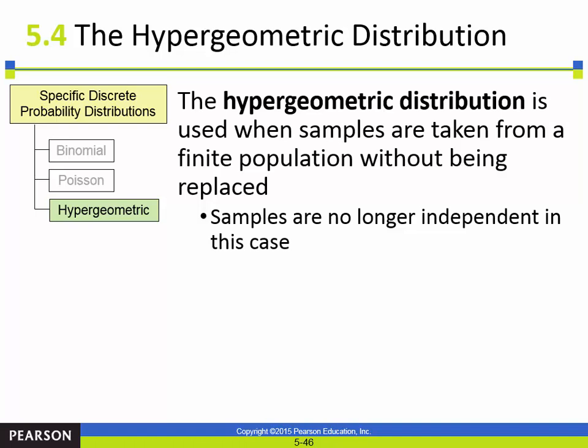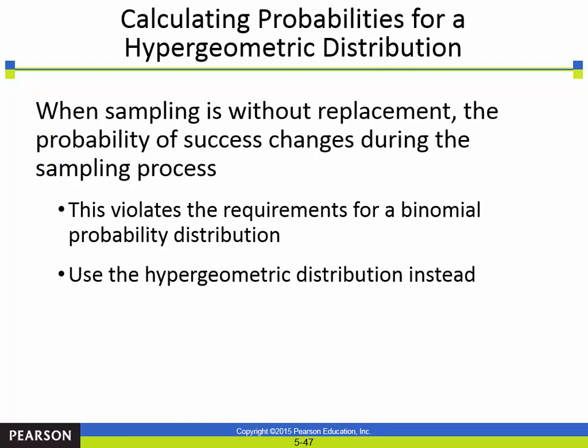But in a hypergeometric distribution, we are pulling a sample out and not replacing it, meaning it's going to change the probability of the next occurrence happening. So they're no longer independent. When sampling is without replacement, the probability of success changes. That's what I just said. So we have to use the hypergeometric distribution.